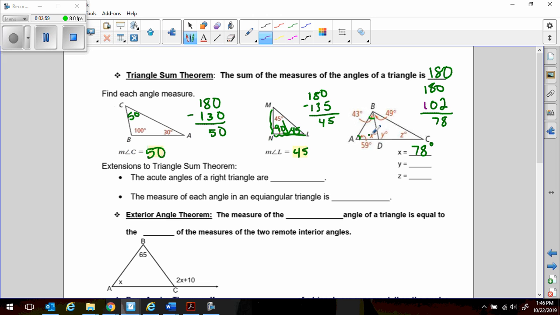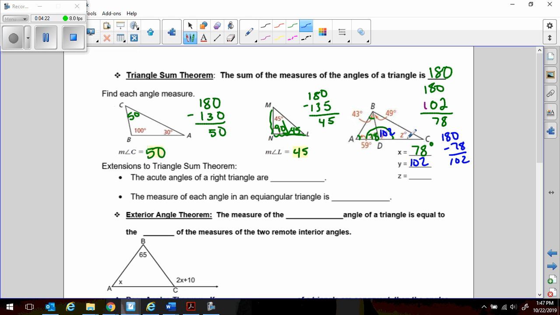Now if this one's 78, I can find Y because I know these form a straight line. This is a straight line, and so I know that they're supplementary. But 180 minus 78 is 102. 180 minus 78, that gave us 102. So I know Y is 102.